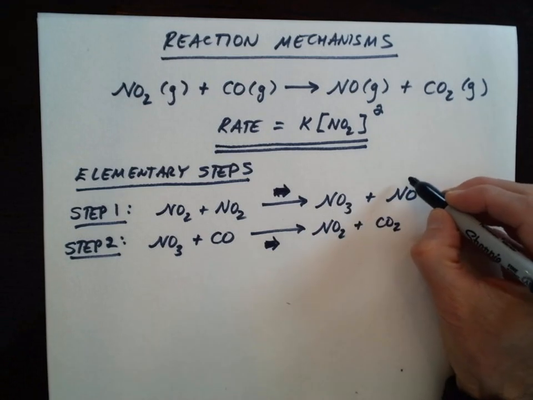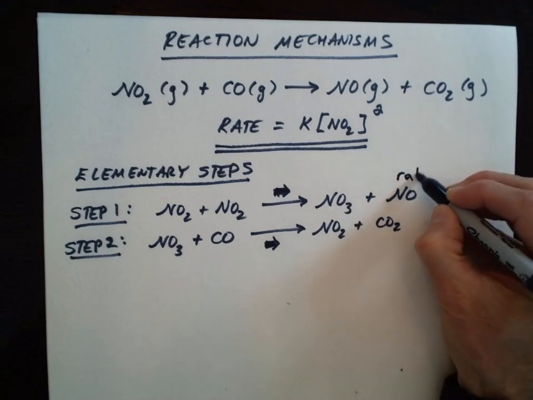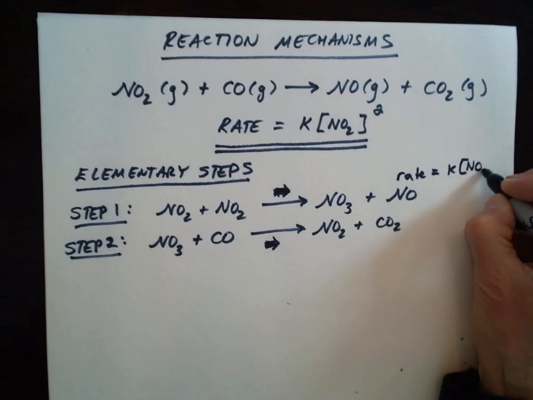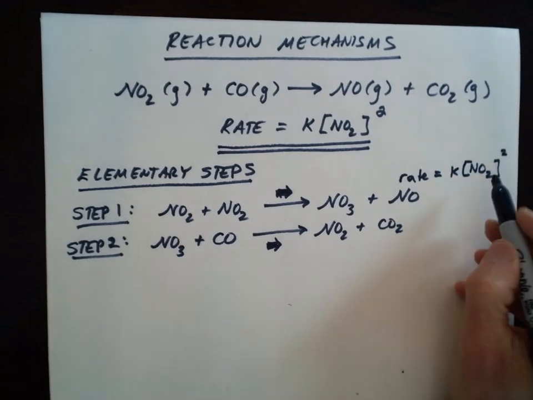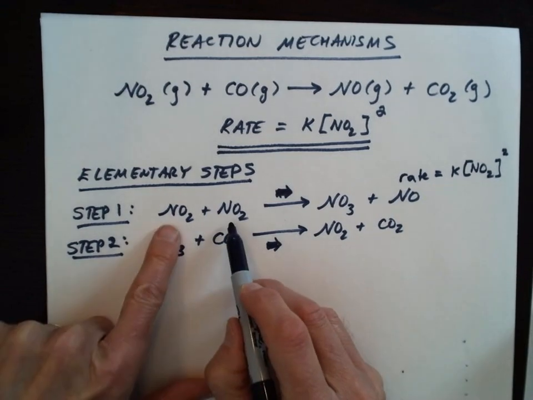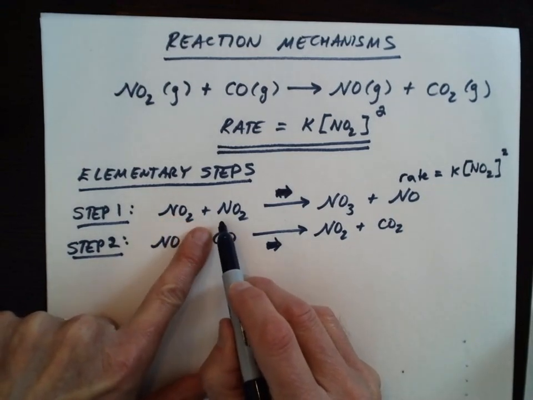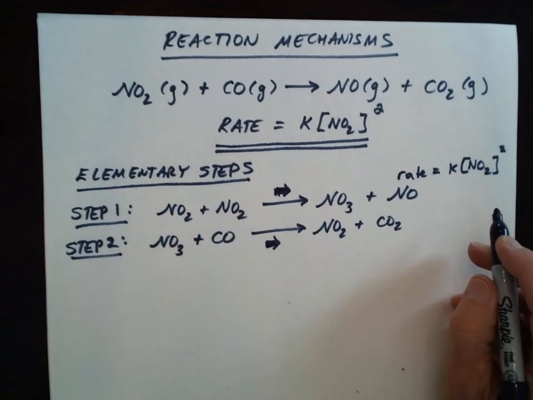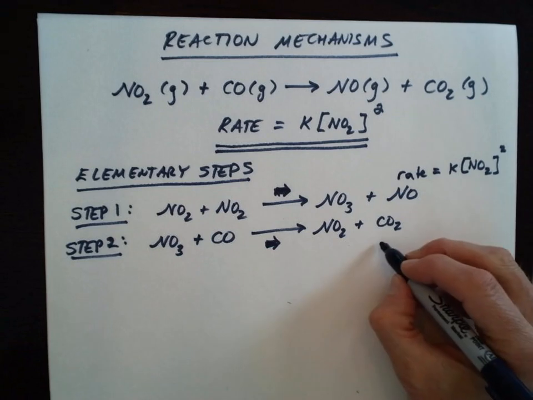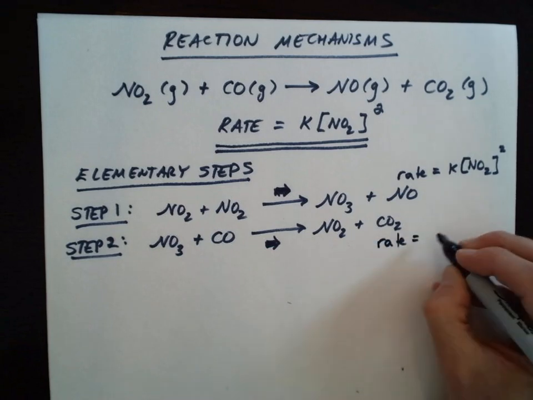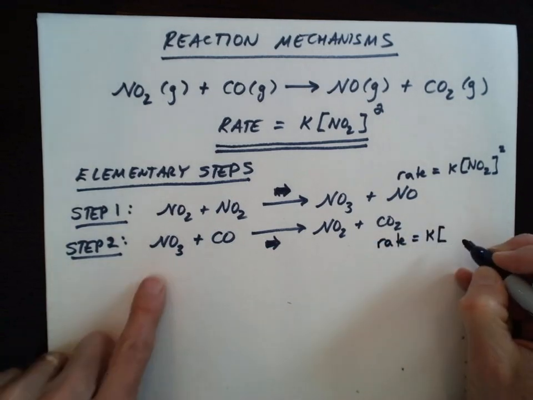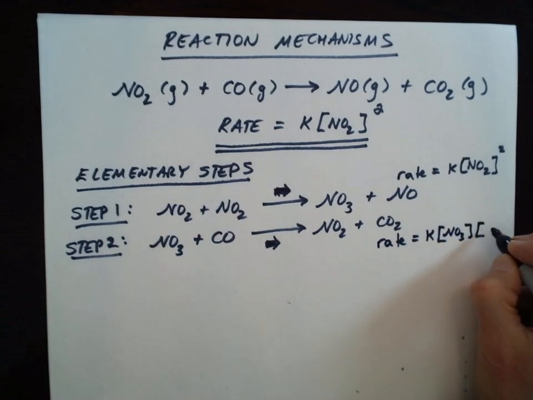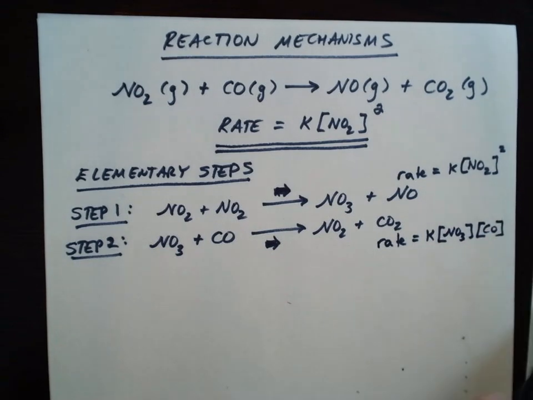In this case, we'd say, for elementary step one, the rate is going to be equal to k times the concentration of NO2 squared. We would write it like this because there are two NO2s colliding. Because there's two, we take NO2 to the second power. For the second step, the rate is going to be equal to our rate constant times the concentration of the two things that collide, which in this case is NO3 and carbon monoxide.